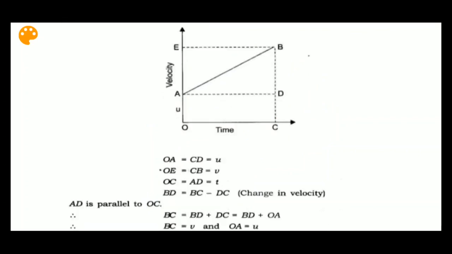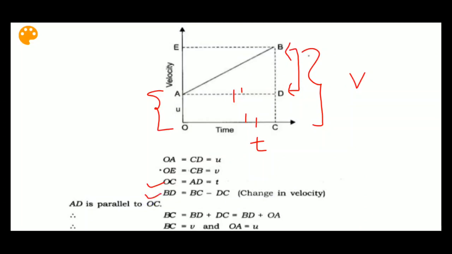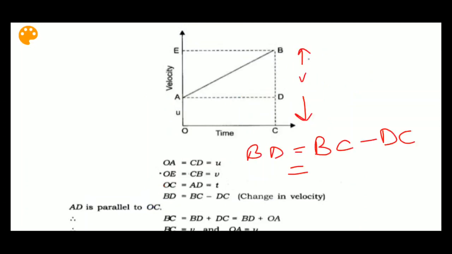And since time is represented by OC and OC is parallel to AD, therefore OC is equal to AD is equal to t. Now from the graph, since OA is the initial velocity u and BC is the final velocity v, therefore BD will be the change in velocity, which is given by BD is equal to BC minus DC. Now since BC is the final velocity and DC is equal to OA, as these two are parallel lines, therefore we may write u in place of DC.